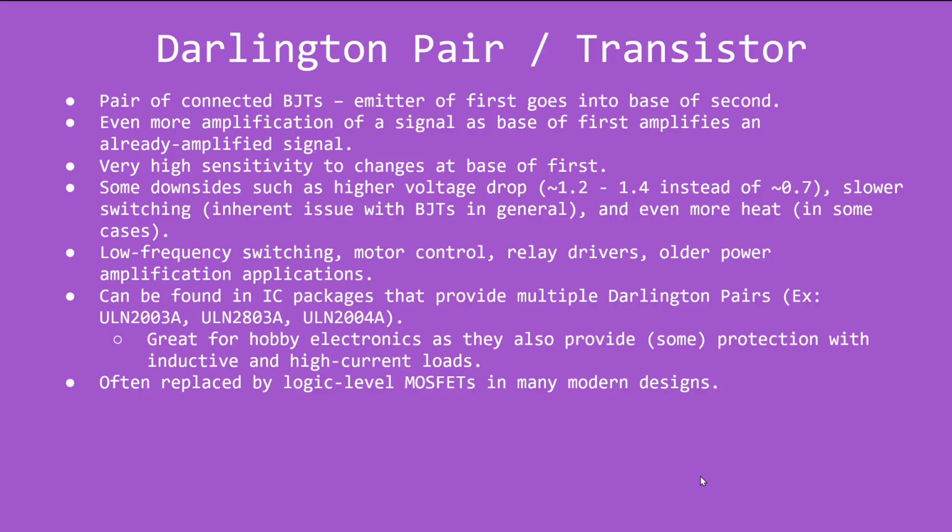Some downsides: there's a higher voltage drop. You could be upwards of needing twice as much. Slower switching, but that's more of an issue with the transistor itself. And you've got even more heat because you're dealing with two instead of one. It's good for low frequency switching, motor control, relay drivers, and some older power amplification applications as well. You'll often find it in IC packages that provide multiple pairs, which can be great for hobby electronics, as in addition, they probably provide some additional protection with inductive or high current loads. Generally speaking, modern designs have replaced them with MOSFETs, though.